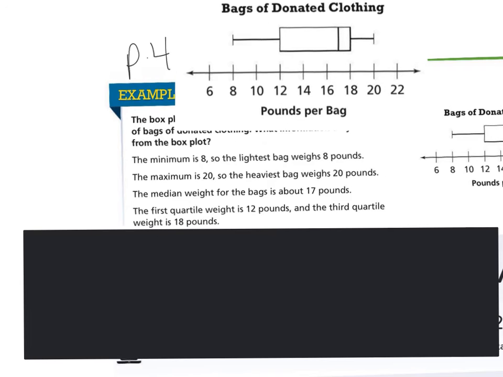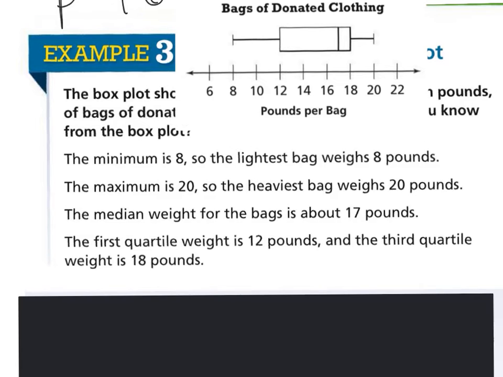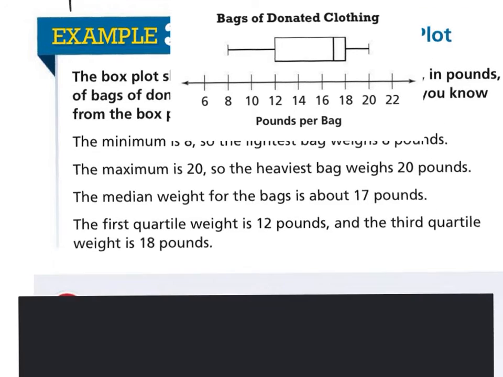So one observation is we could say the minimum is 8. So the lightest bag weighs 8 pounds. We could say the maximum is 20. So the heaviest bag weighs 20 pounds. The median weight for bags is about 17 pounds. The first quartile weight is 12 pounds. And the third quartile weight is 18 pounds. Okay, just some observations that we can make from this.